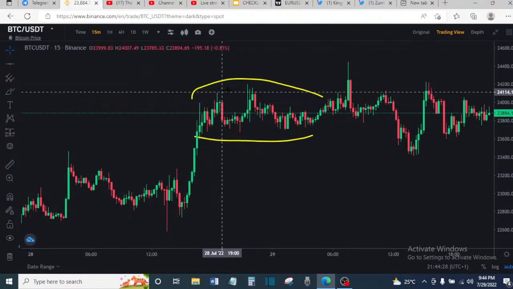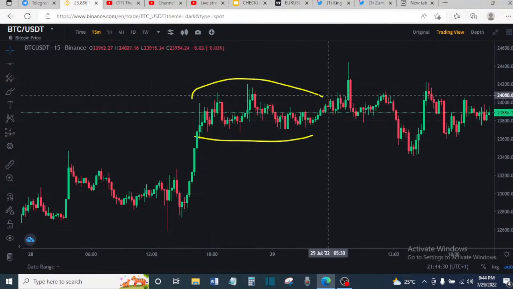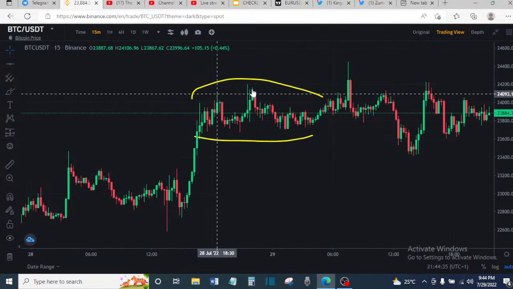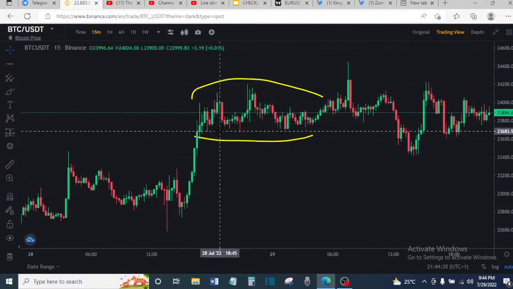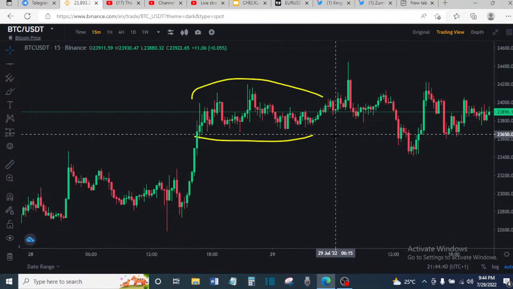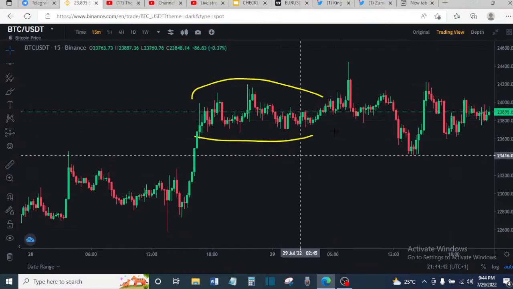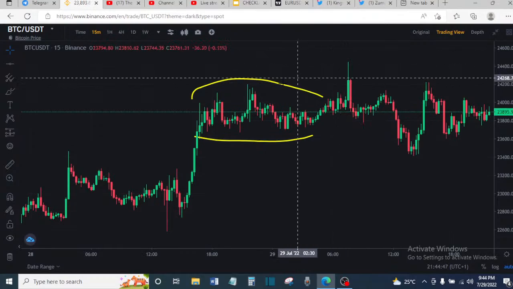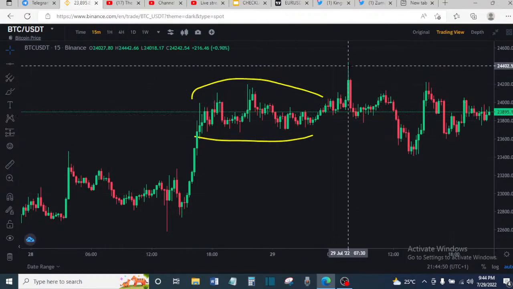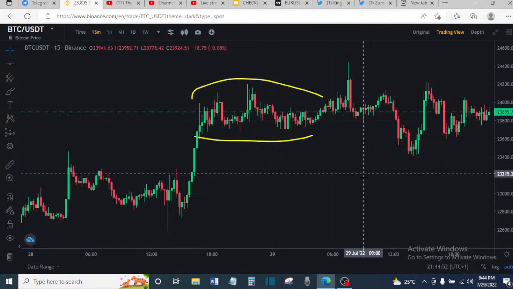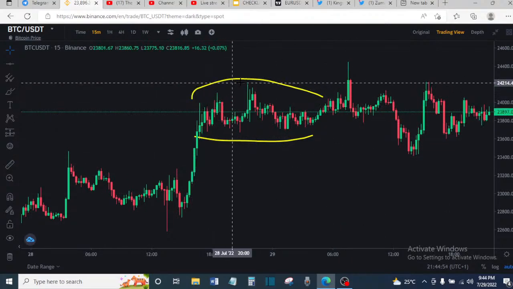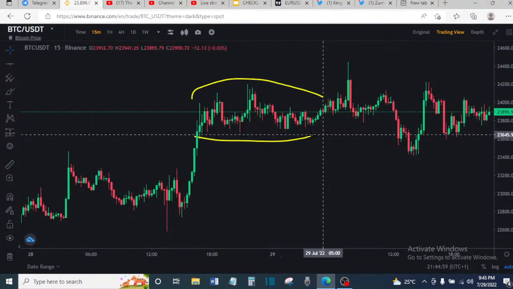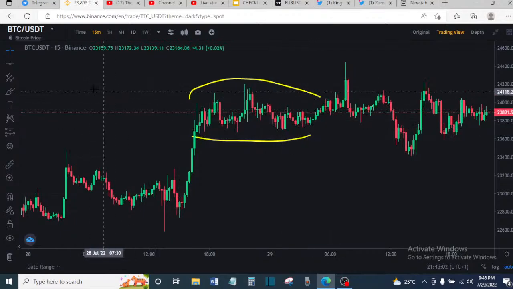When you see a structure of stops like this, there is a high probability that they will want to take it out. Now they form the structure both at the top and at the bottom. If the bottom was taken out first, then they will take the top. If the top is taken out first, then it will be followed by the bottom.